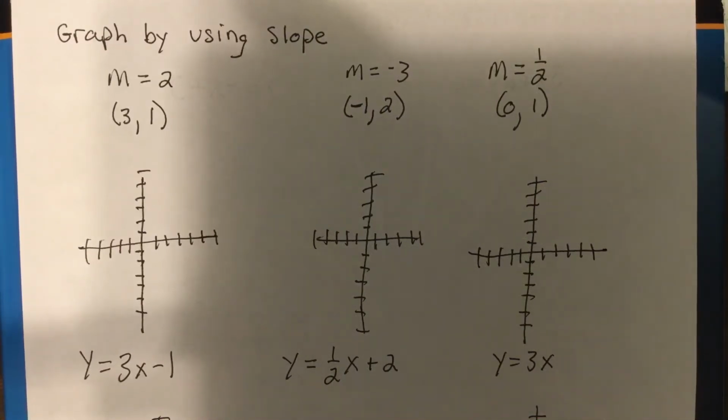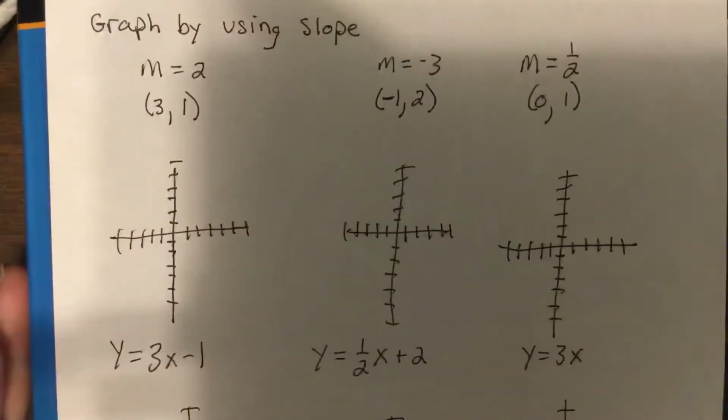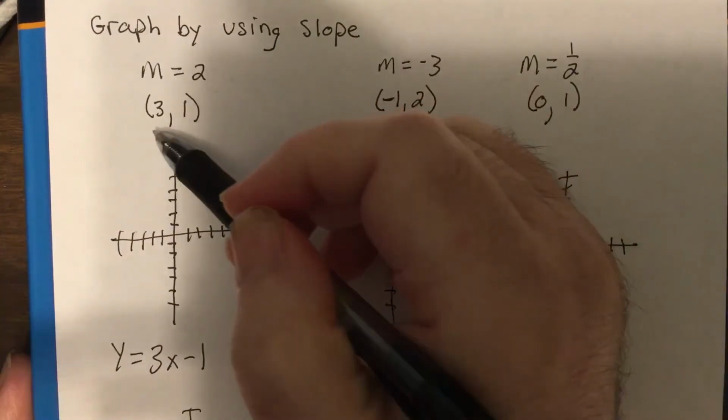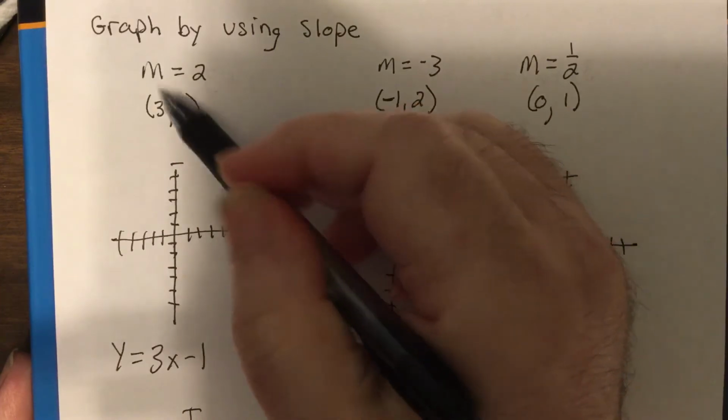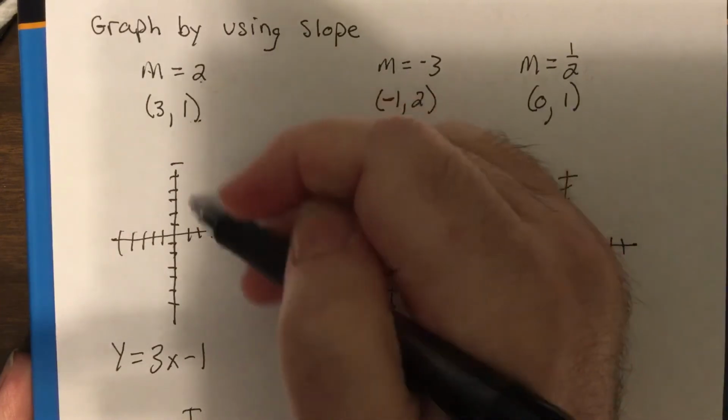Okay, let's continue graphing using slope. Very important tool for you. So this one, you're given an ordered pair on the line and the slope. Graph it. So 3, 1.